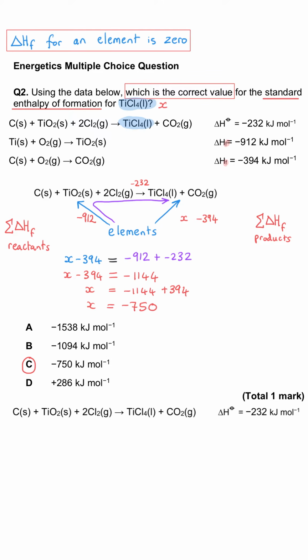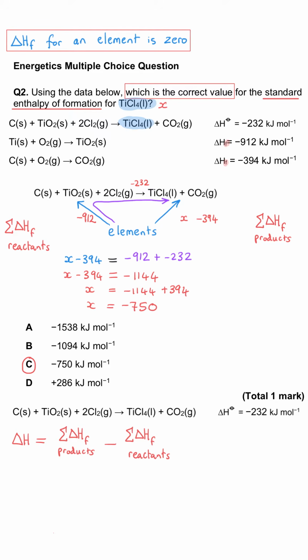I said that there were two ways that we could solve this. The alternative way is to actually not draw a Hess cycle at all, and so some people might prefer this method. What we have to do though is remember a shortcut that you can actually get from Hess cycles, which gives us an equation that we can remember, which is that the enthalpy change for any reaction can be calculated using the sum of the enthalpy of formation of the products minus the sum of the enthalpy of formation of the reactants.